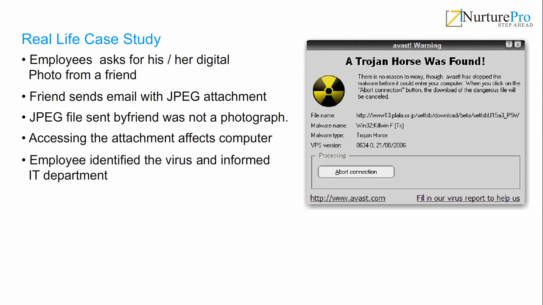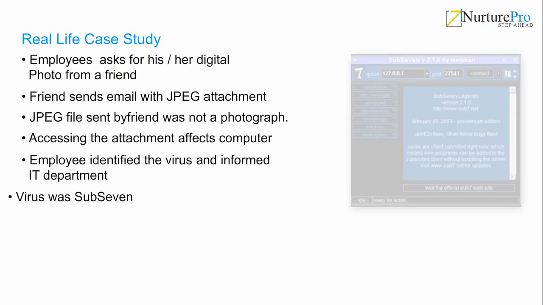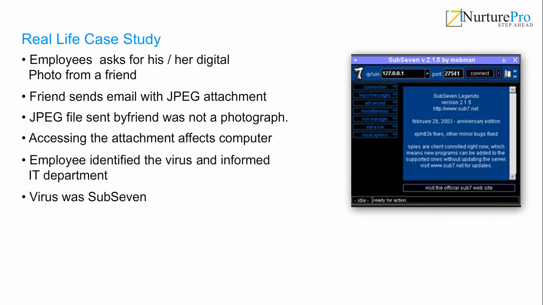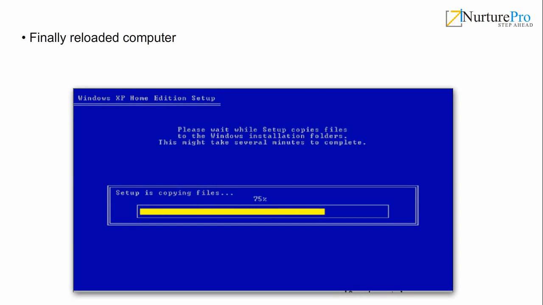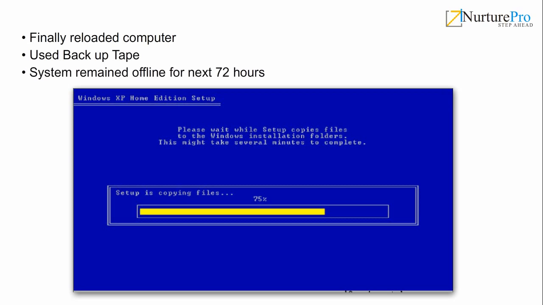Later investigations revealed that the computer was infected by the Sub-7, a powerful backdoor. A backdoor is a method of bypassing the usual authentication methods on a system, potentially allowing remote administration of the system. Eventually, the company reloaded the computer and rolled back to the day before with a backup tape, losing a full day of online orders, and stayed offline for 3 full days overall.